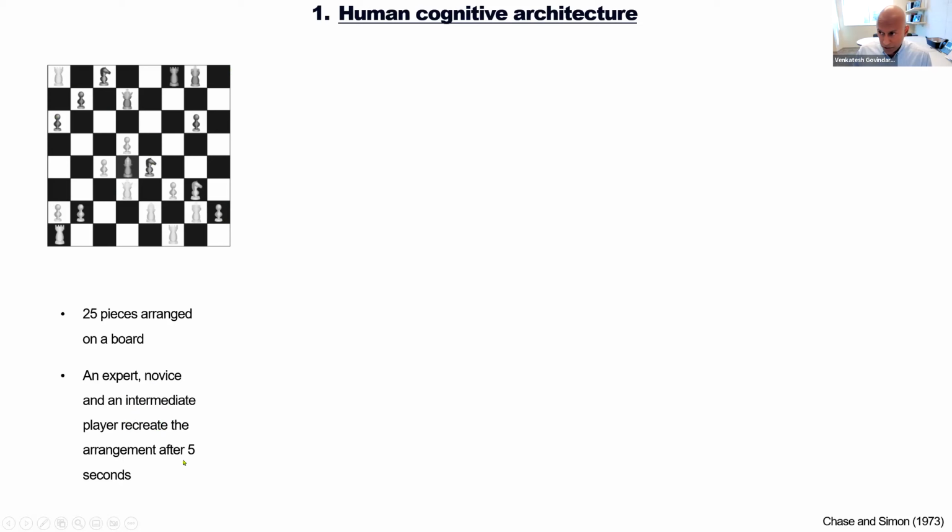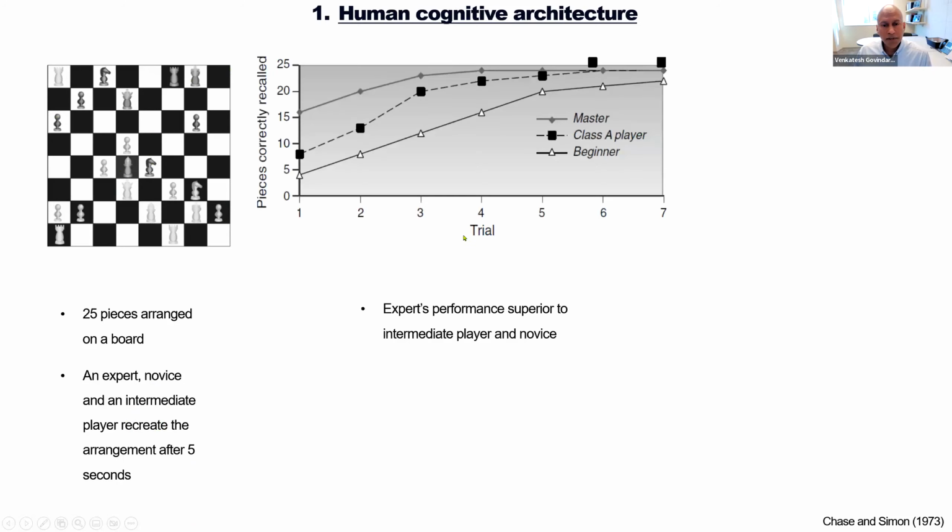And each was shown the board for not more than 5 seconds. Then the board was covered, and they were asked to recreate this configuration on a new or a blank chessboard. So when the trial was run, the expert could correctly place 16 out of the 25 pieces, whereas the novice could only manage about 4, and the intermediate player about 6 or 7.